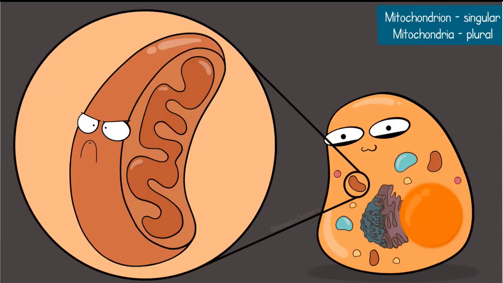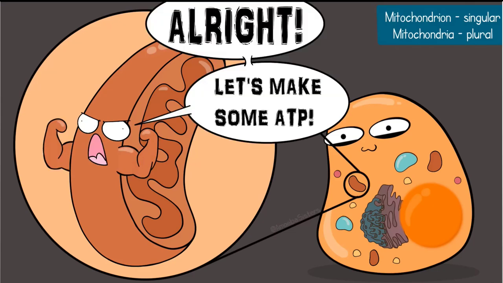The mitochondria, which can be found in most eukaryotic cells, are going to be kind of a big deal in this aerobic cellular respiration because some of the process occurs in the mitochondria.